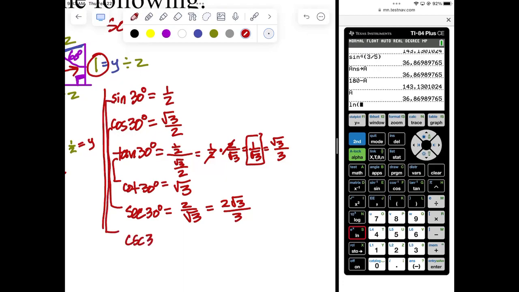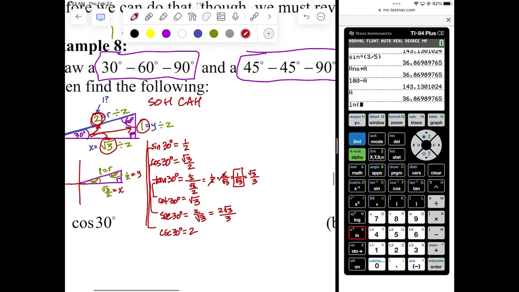And then our last one here, we get cosecant of 30 degrees is the reciprocal of sine. If sine is 1/2, the reciprocal of 1/2 is 2. Guess what cosecant of 30 degrees always is? 2.